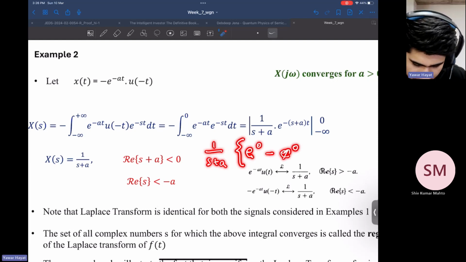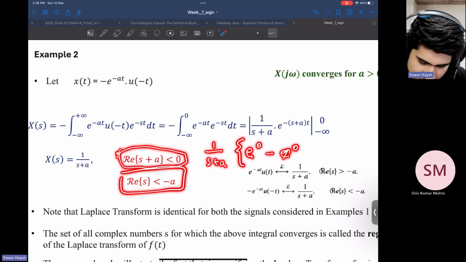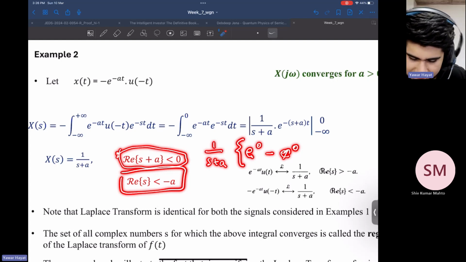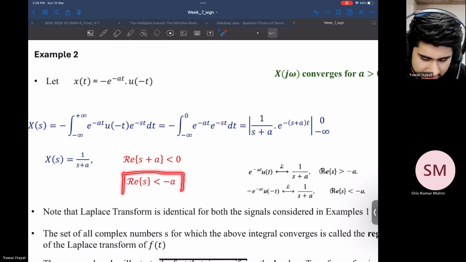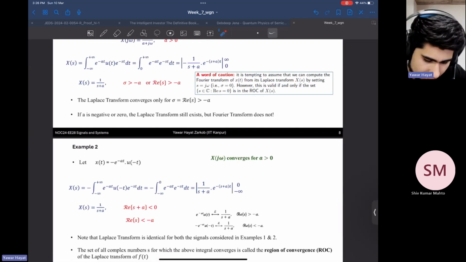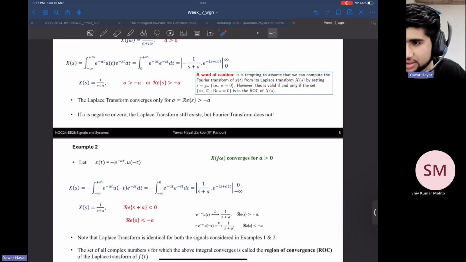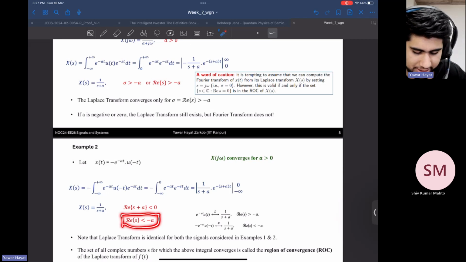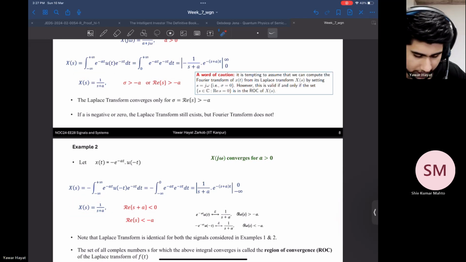This term should go to 0 in this limit when the real part of s plus a is less than 0, because as t tends to minus infinity it goes to 0. So I'll be left with 1 by s plus a. Notice in this case I have the following ROC. Here the ROC was real part of s greater than minus a, or sigma greater than minus a. Here we have sigma less than minus a. Otherwise, the Laplace transform we computed was exactly the same.